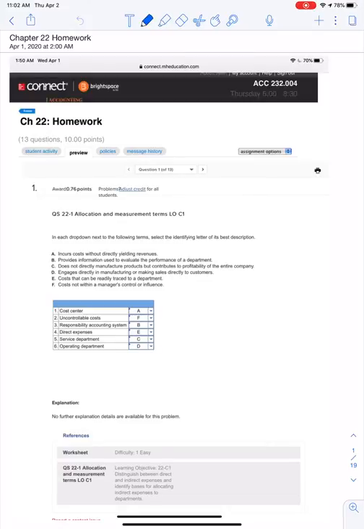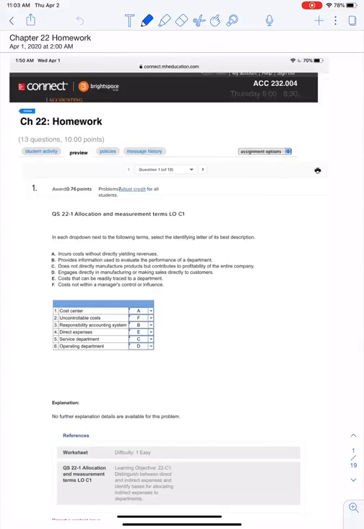We're going to look at controllable versus uncontrollable costs. We're going to look at how to calculate departmental income, departmental contribution to overhead, residual income, and finally, the cash conversion cycle. And so we'll get to all those items as we move through this homework, and we'll kind of take them one at a time as they come up.